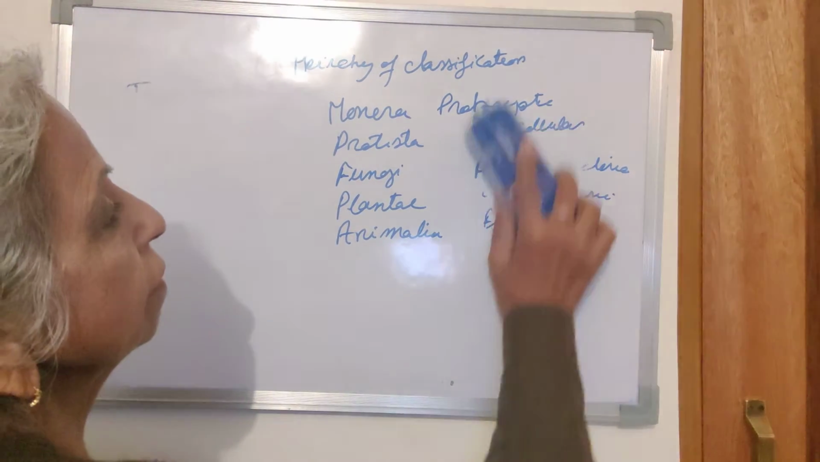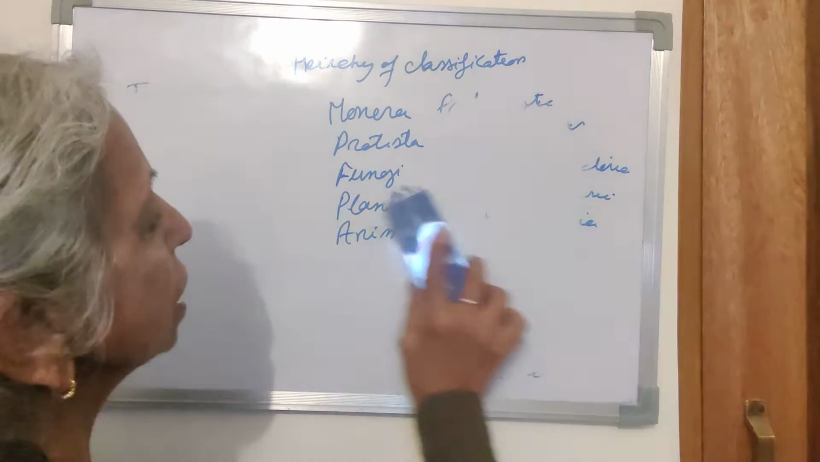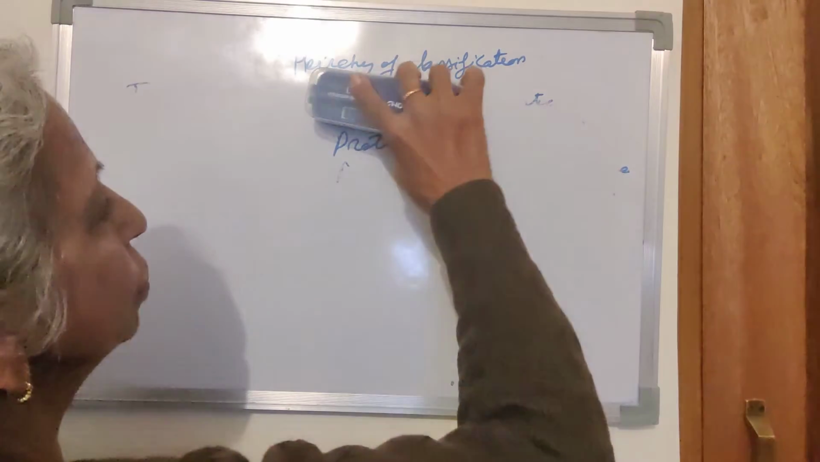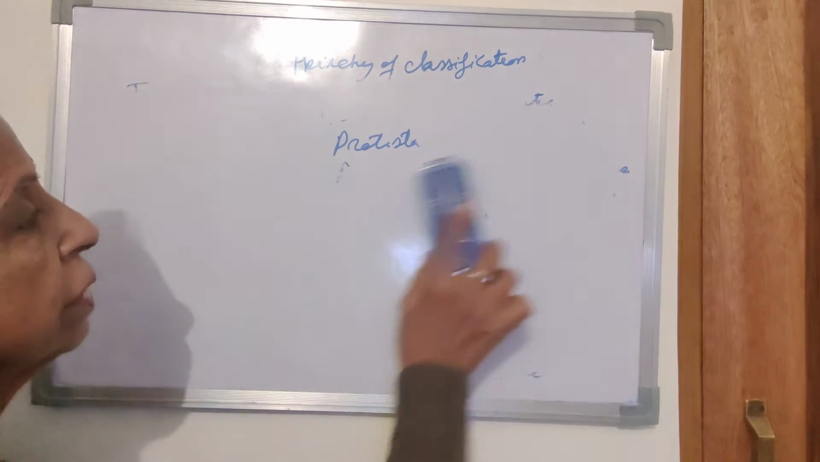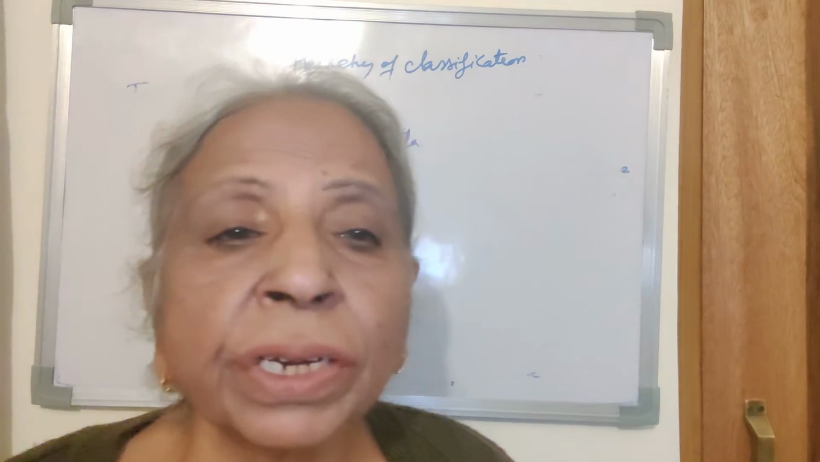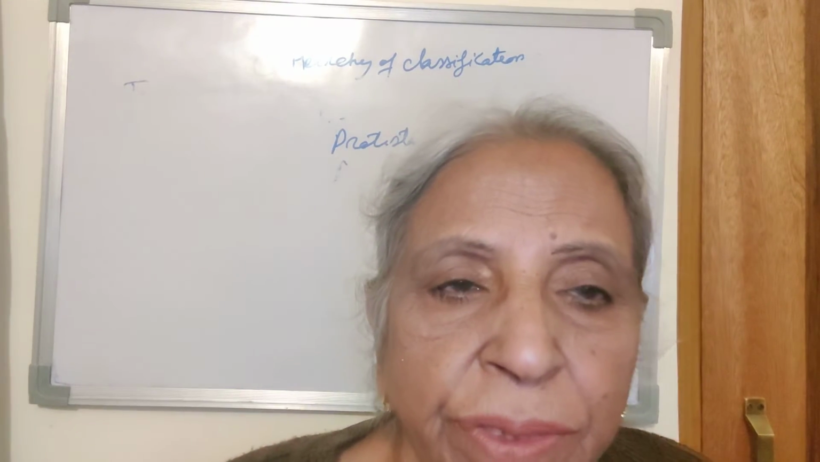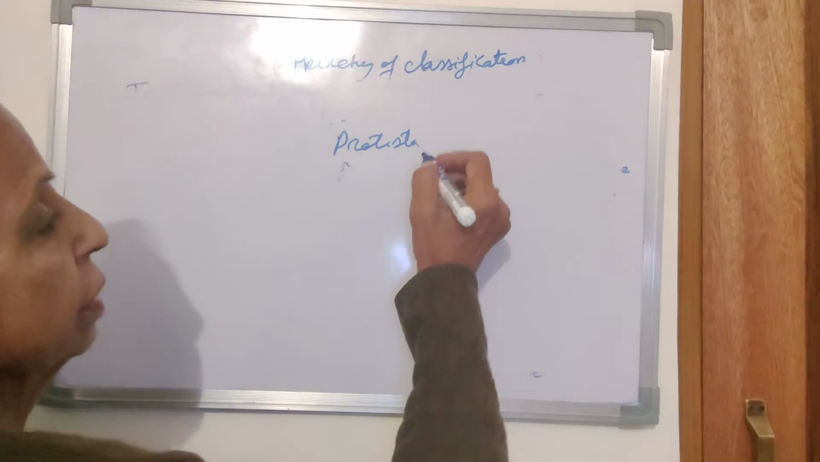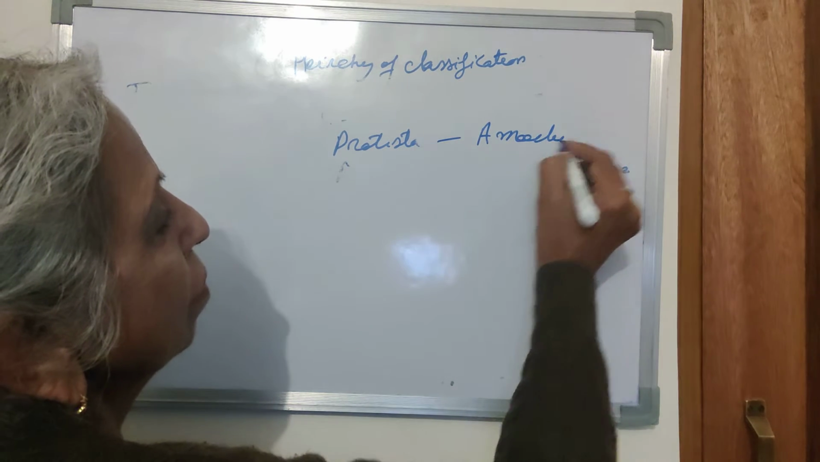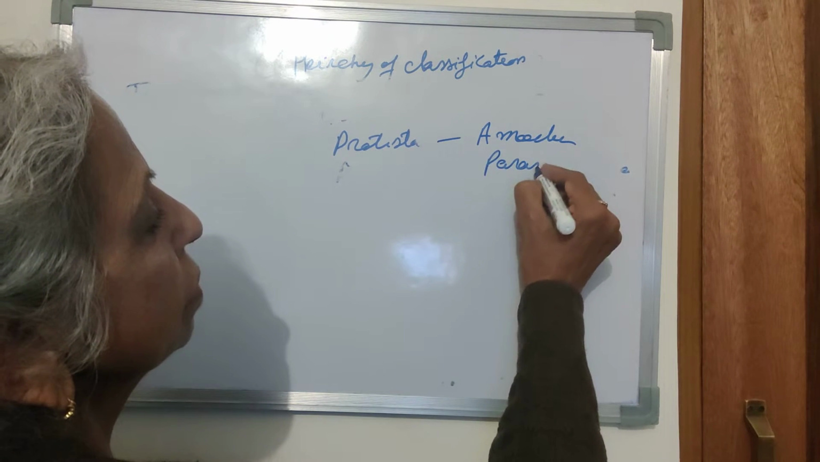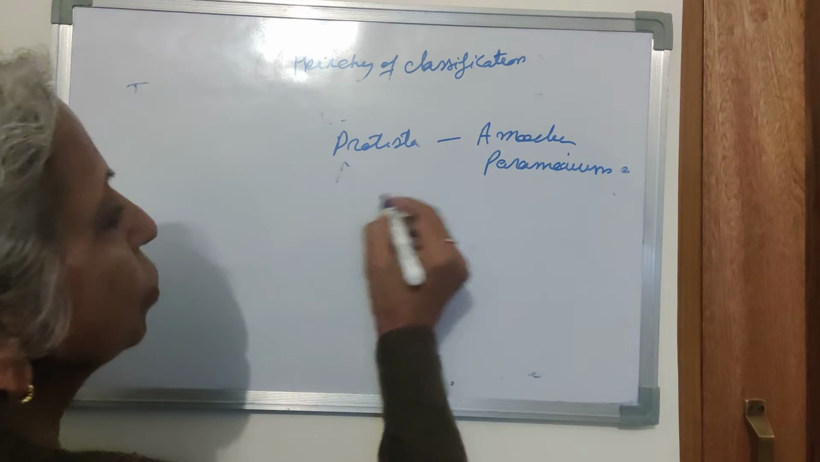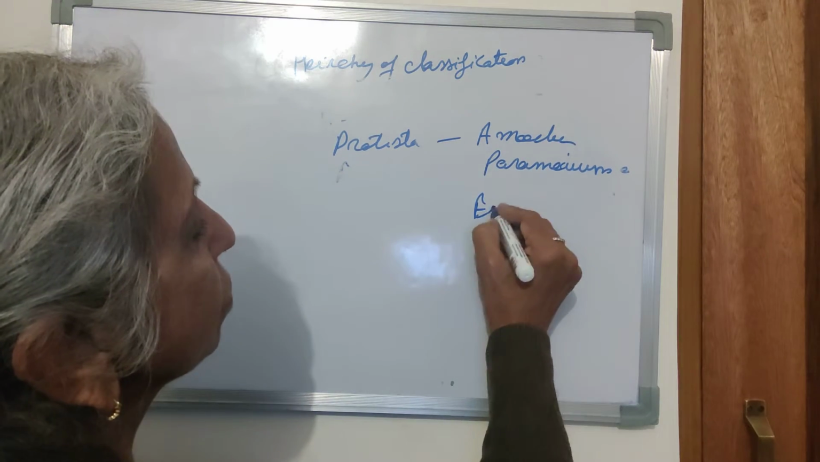Then is Protista. Protista are eukaryotic. Their cells are eukaryotic. They are unicellular. They may be heterotrophic or autotrophic. Heterotrophic ones are amoeba, paramecium, and autotrophic is euglena.